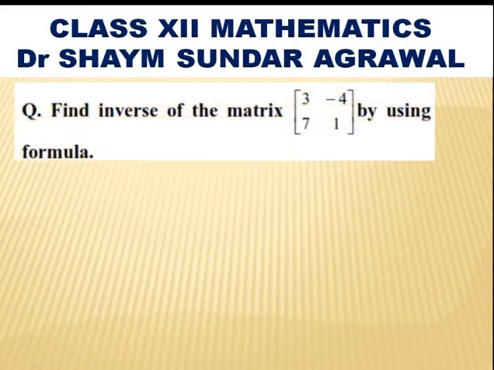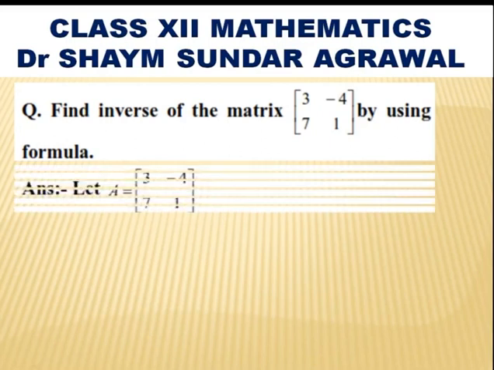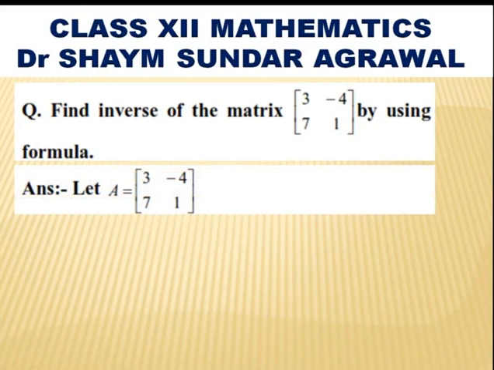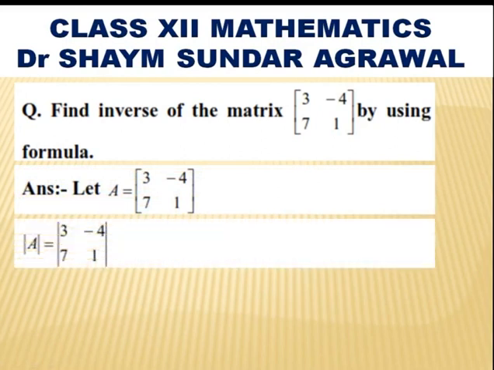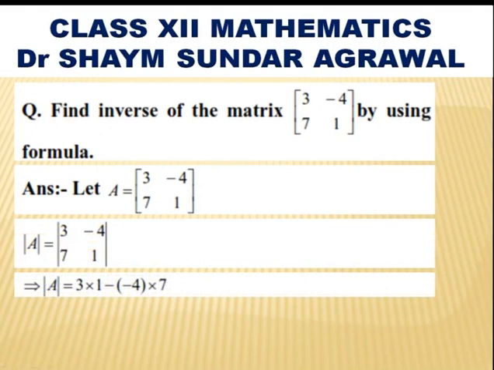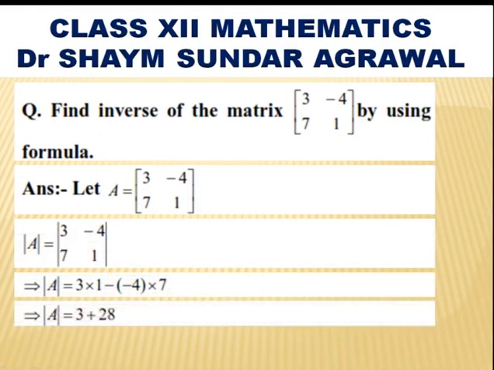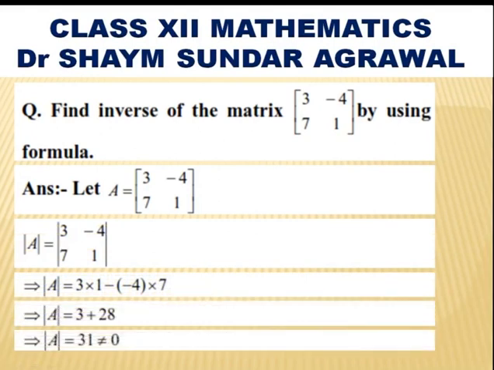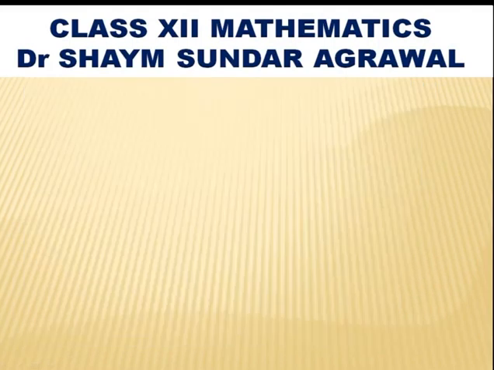So let us find the inverse of the matrix 3 minus 4 7 1 by using the formula. Let A be the matrix 3 minus 4 7 1, then its determinant is 3 into 1 minus 4 into 7, that is 3 plus 28, which is 31, which is not equal to 0. That means this given matrix is a non-singular matrix, so its inverse exists.